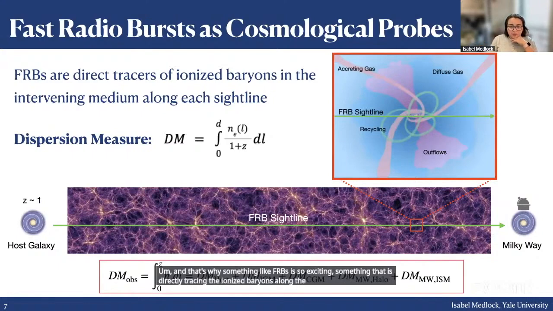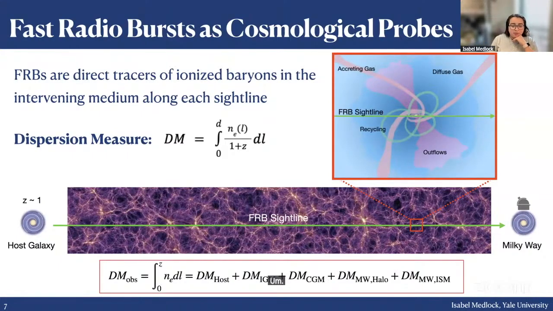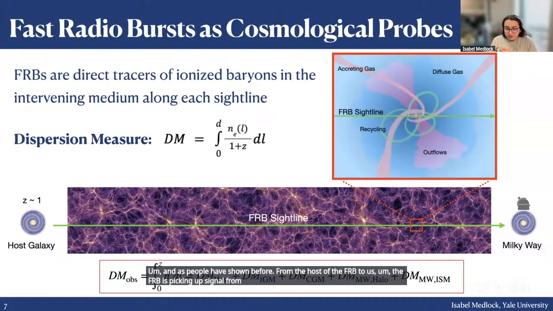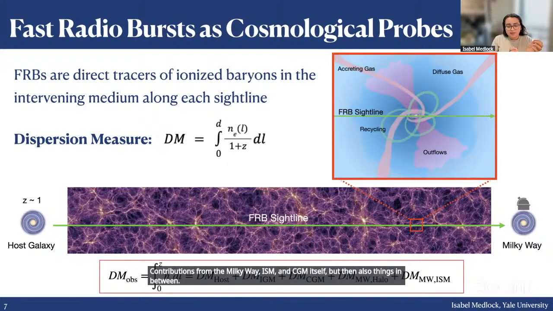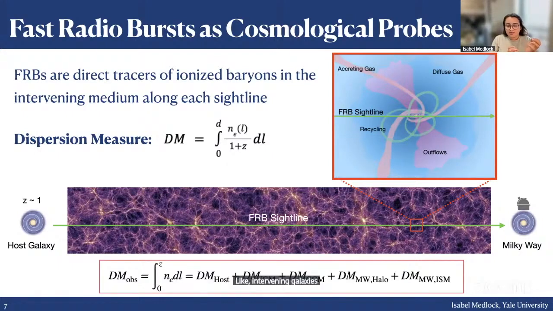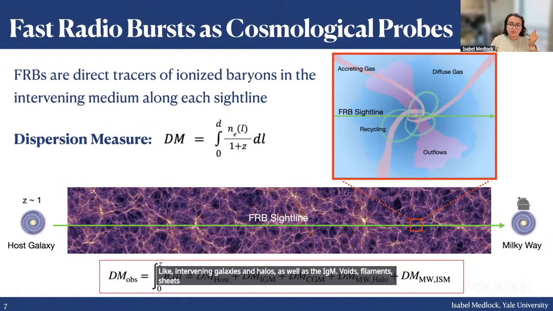line of sight. And as people have shown before, from the host of the FRB to us, the FRB is picking up signal from everything in between, and that includes the DM host galaxy, contributions from the Milky Way, ISM, and CGM itself, but then also things in between, like intervening galaxies and halos, as well as the IGM, voids, filaments, sheets, and so on. So we get this number that encodes a lot of information.